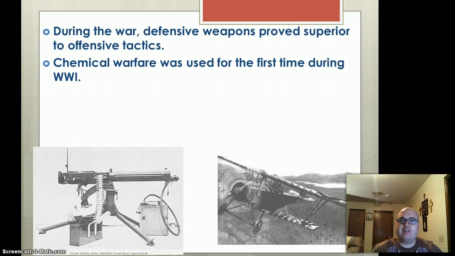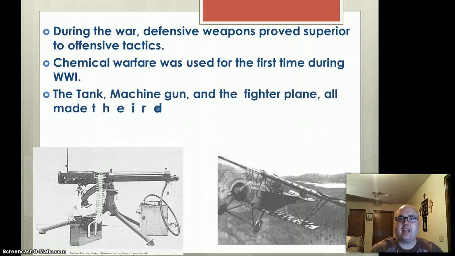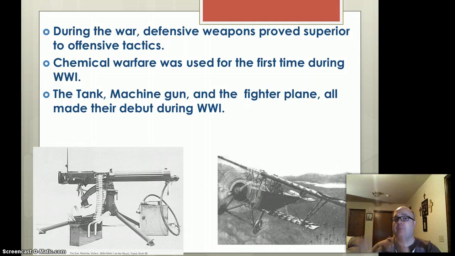We also have chemical warfare. Gas is used. Gas masks need to be used to help protect yourself, but gas masks were few and far between. And so chemical warfare is first used during World War I. The tank, that's brand new. The machine gun, the fighter plane, all made their debut in World War I. And the flamethrower as well. The sniper rifle. I mean, all these are making their debut during World War I. It really changes warfare. It revolutionizes and modernizes warfare.